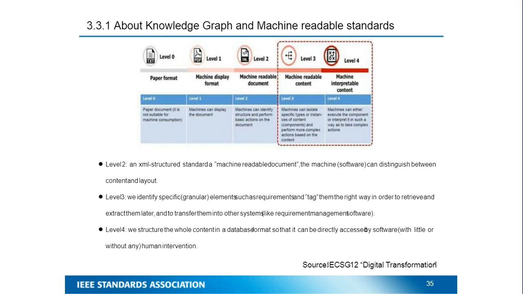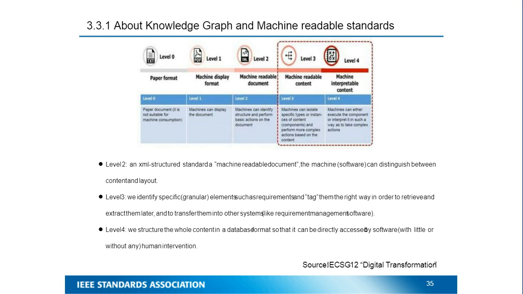Concerning a definition of machine-readable standards, we would like to refer to a definition that is discussed and accepted in ISO as well as in IEC, and is best described by the picture shown here. If we're referring to level 2, this is called machine-readable standards. And today we call an XML structure standard a machine-readable document. The machine or the software can distinguish between content and layout.